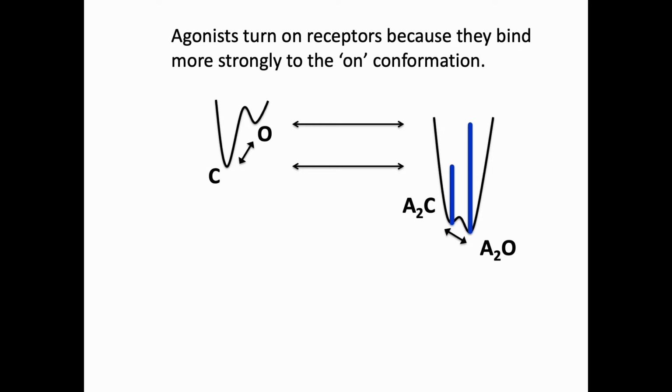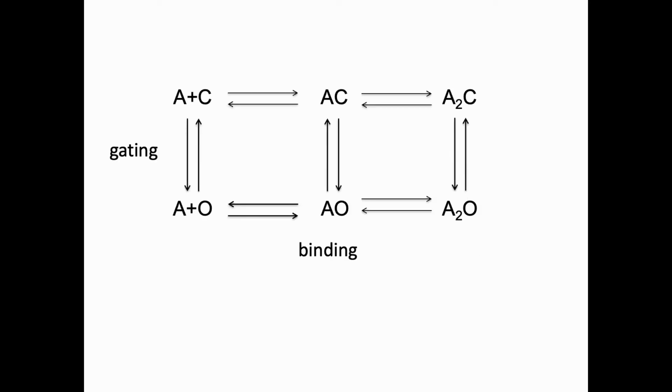If you take these four states and four arrows and stretch them out until they're flat, you get a standard binding-gating reaction scheme, where the vertical lines represent gating, which is the global conformational change from C to O, and the horizontal lines represent ligand binding to the C and O transmitter binding sites.